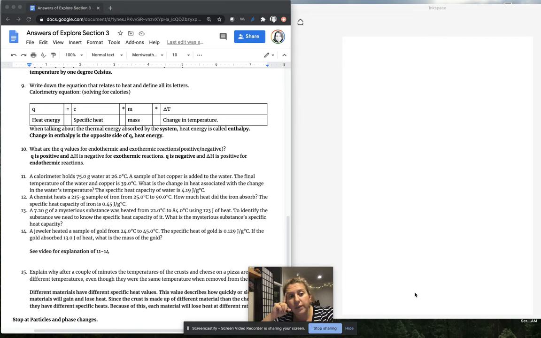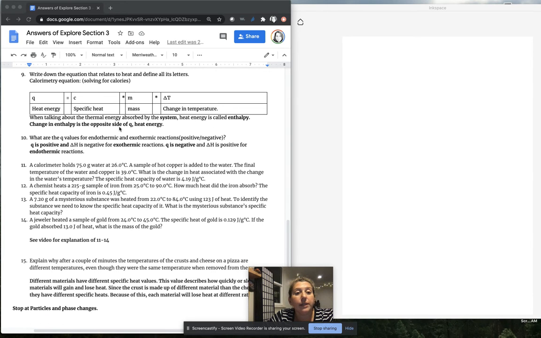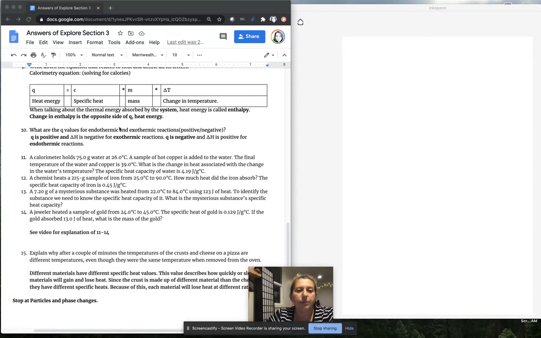Number 9 says write down the equation that relates to heat and define all of its letters. So the calorimetry equation is Q equals C times M times delta T, which is what we're going to be using today. And below it, heat energy is Q, C is specific heat, M is mass, and delta T is change in temperature. Notice down below I say when talking about thermal energy absorbed by the system, heat energy is called enthalpy.